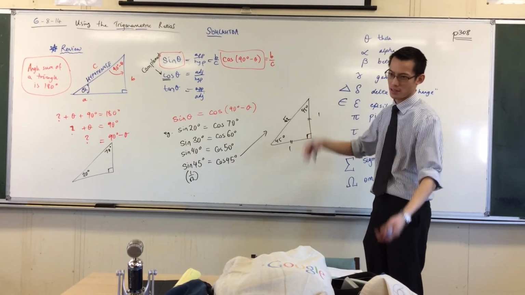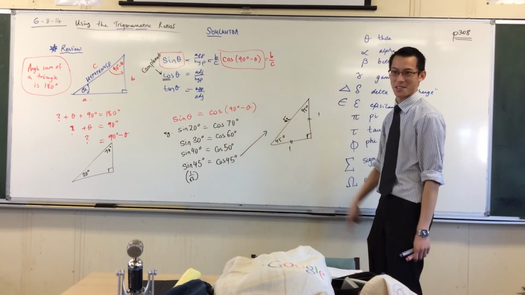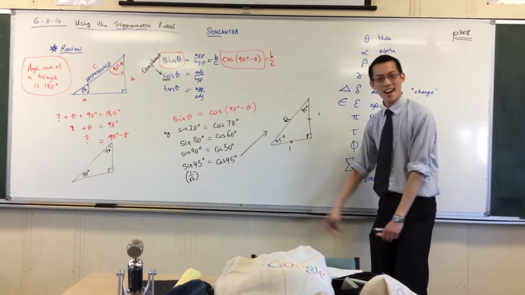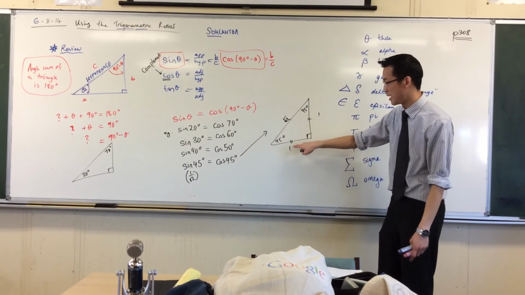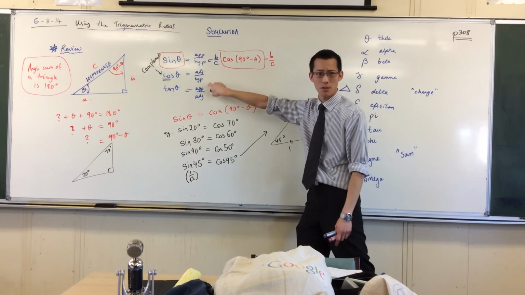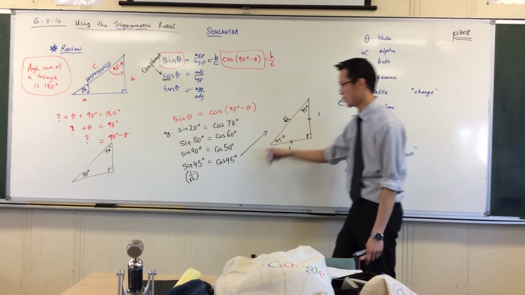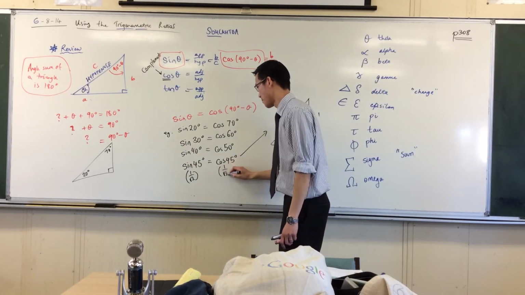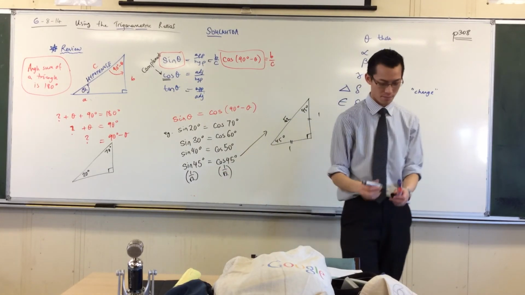I did Pythagoras in my head, because I've seen this triangle 1,000 times, so I know what it's equal to. Cos 45 in the same way would be adjacent on hypotenuse. It's also this number. You can check it out. It's like 0.7 something.